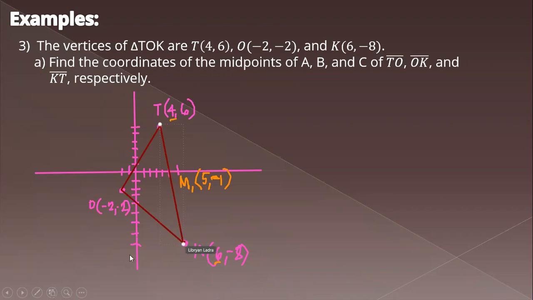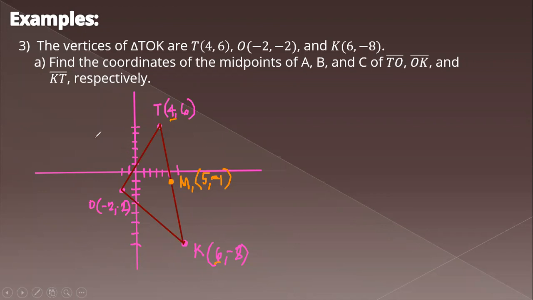Yan. Para siya tumama sa point. Okay, so we have 5, comma, negative 1. Okay, so that is the midpoint of TK. Now, let us have the midpoint of TO.